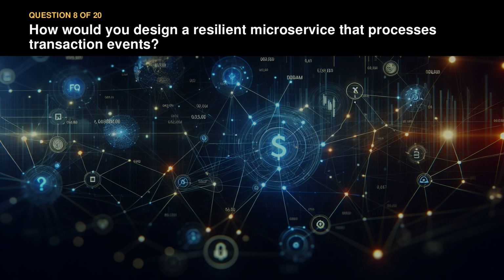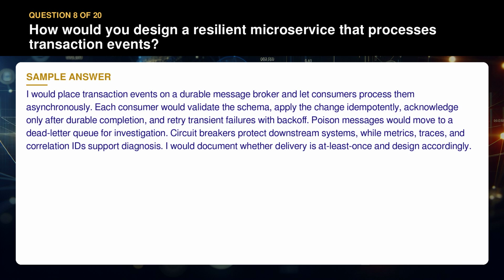Question 8. How would you design a resilient microservice that processes transaction events? I would place transaction events on a durable message broker and let consumers process them asynchronously. Each consumer would validate the schema, apply the change idempotently, acknowledge only after durable completion, and retry transient failures with backoff. Poison messages would move to a dead letter queue for investigation.